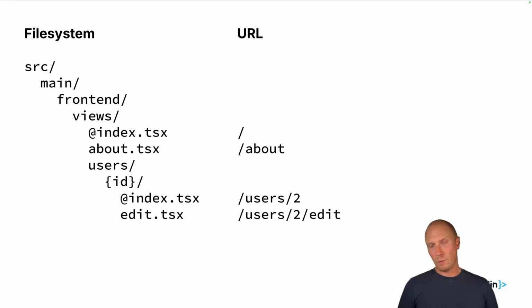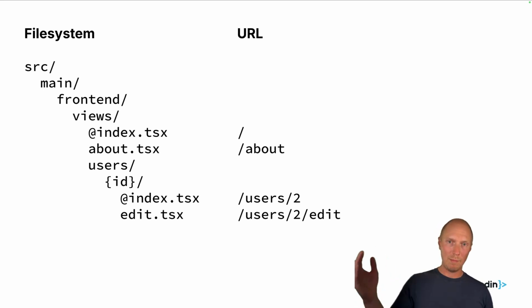Hilla is a full stack framework, meaning that you have both the front end and the back end code in the same project. It uses similar file system based routing as Next.js, for instance, where the view name corresponds to the URL that it gets routed to. So if you have an index.tsx component, it will be mapped to the index. If you have an about.tsx, it will be mapped to about, and so on.